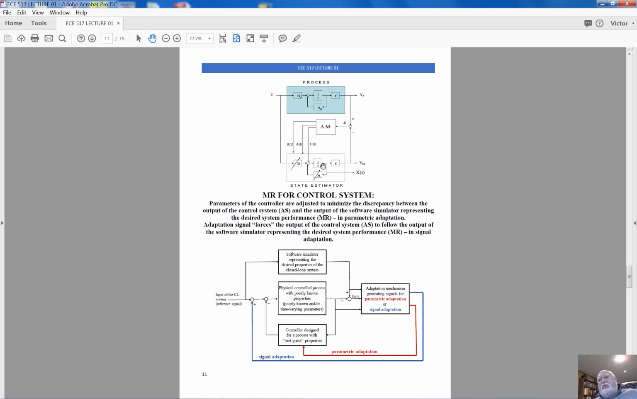Apply special signal to the input of the simulator. As a result, we can get the state of the adjustable system of the simulator. The state will be available to us on a continuous basis, and this is how the state estimator will work.